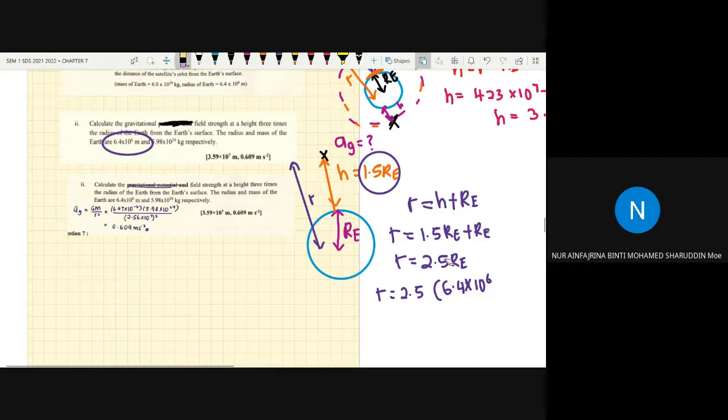So, awak akan dapat awak punya distance berapa? I think you will get your distance 2.56 times 10 to power of 7 meter. Am I right? Betul, Miss. Okay. So bila awak dah dapat awak punya distance, bawa masuk je lah dalam formula gravitational field strength, GM over R squared.